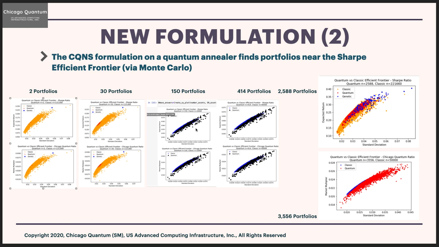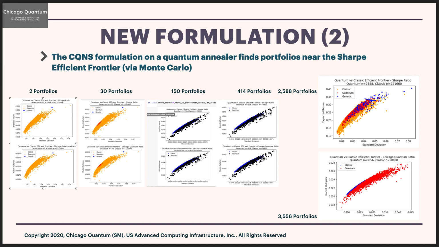You take it to 150 and you see that actually the DWave is proposing portfolios that are better than Monte Carlo analysis. In that case, it's 20,000. So 150 is doing better than a 20,000 run Monte Carlo. If you take it up a bit, 414 portfolios against 40,000 Monte Carlo, and you're kind of blowing away the efficient frontier at the higher end.